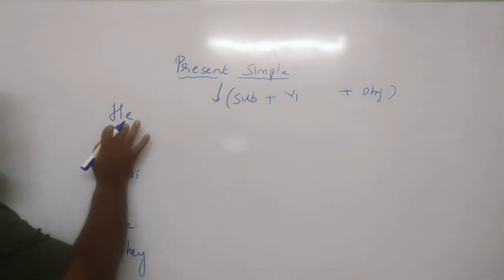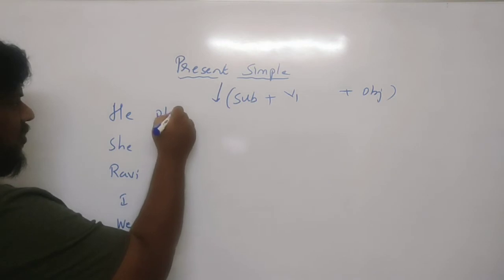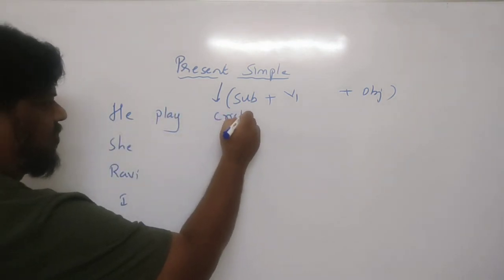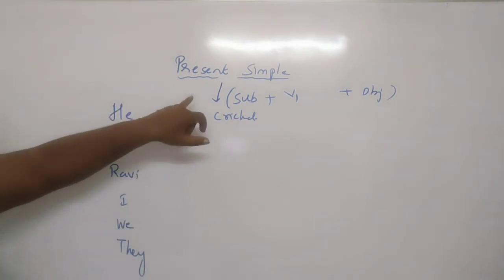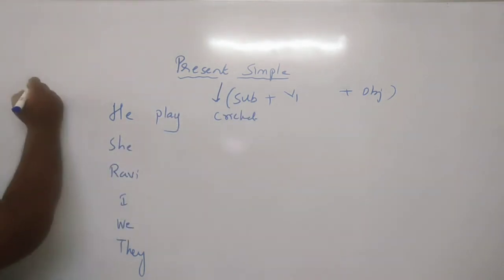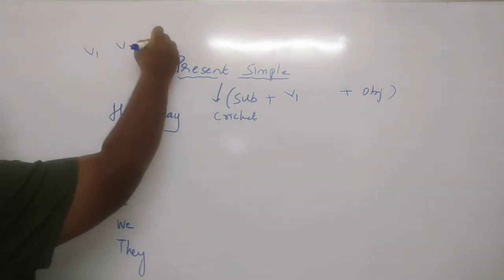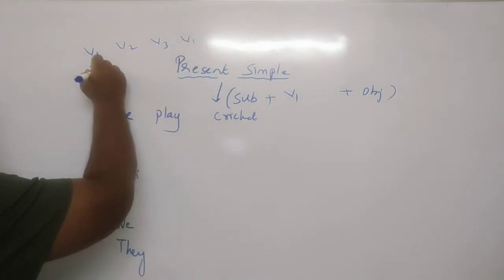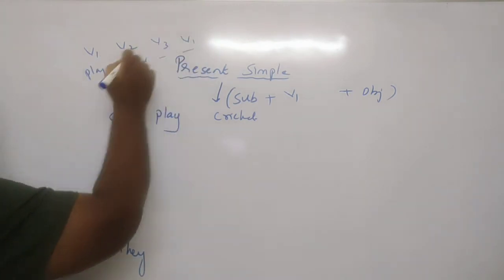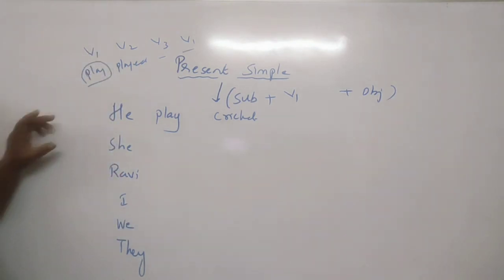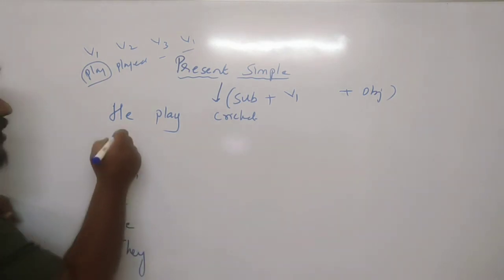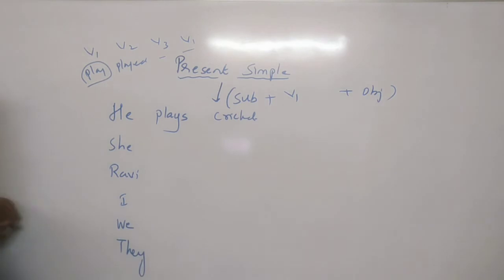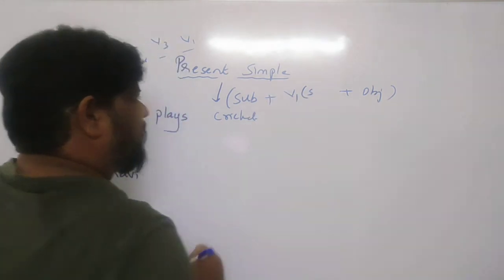Now coming to he. He play cricket. Do you think it is the right statement? In the V1, that is only play, right? V1, V2, V3 and V4: V1 is play, played, played, playing. So V1 is play. Can you write like this, he play cricket? No, it doesn't seem to be right. There is a small problem in that. When you write like this, he plays cricket, that will be the perfect statement.